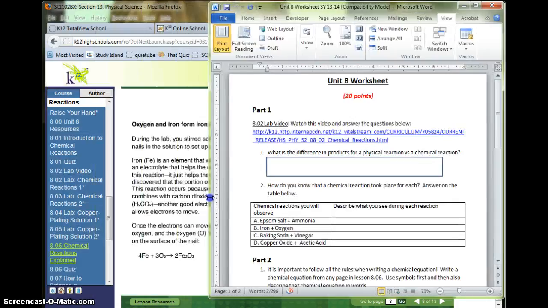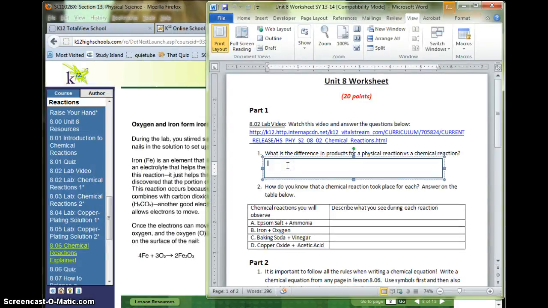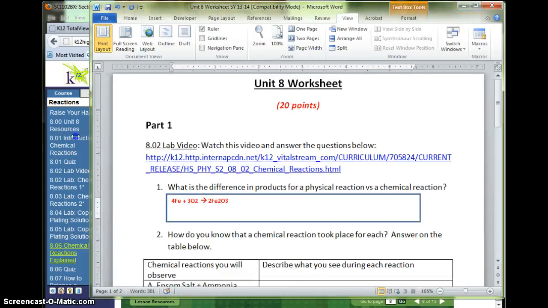So I'm going to make it so I can see both screens at the same time. 4Fe plus 3O2. I'm going to change that to a subscript in just a minute. Yields 2Fe2O3. Okay, now let's make this bigger so you can see it.